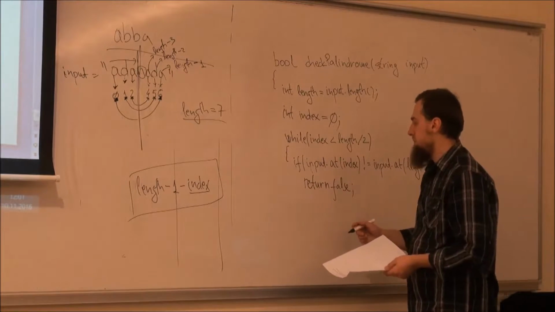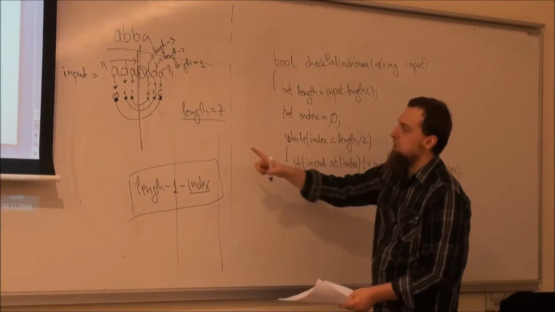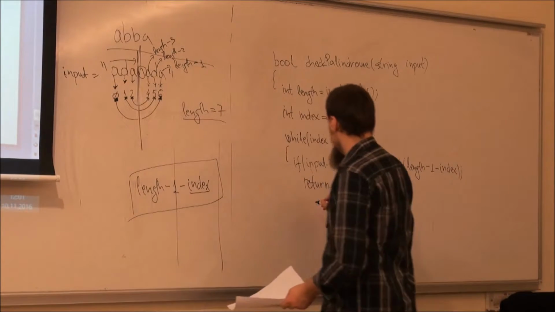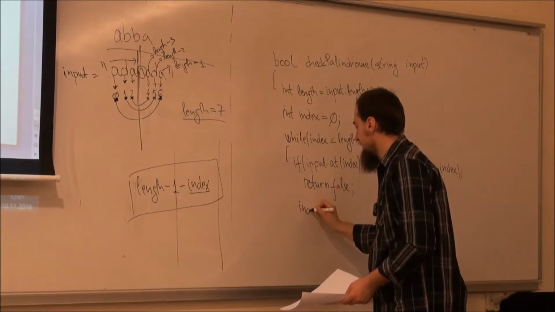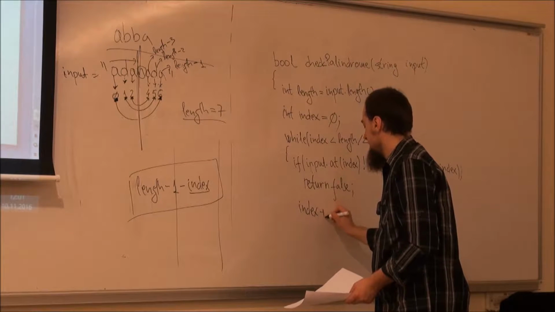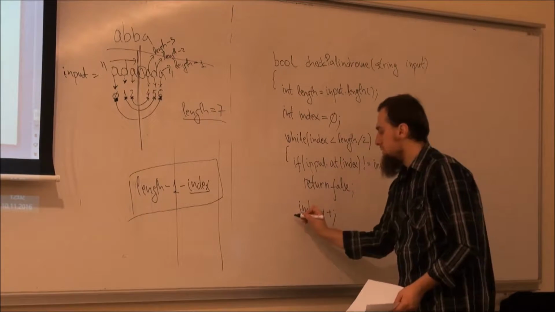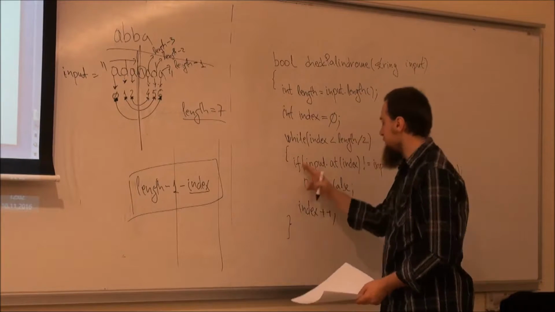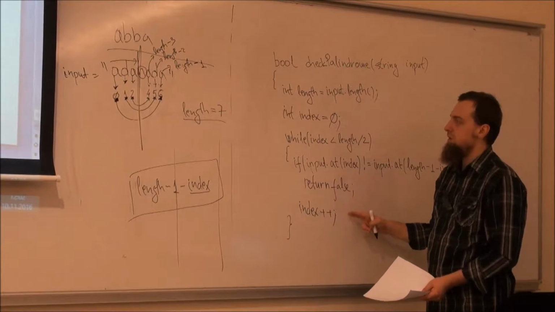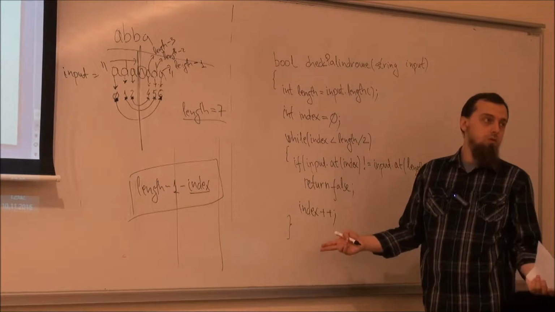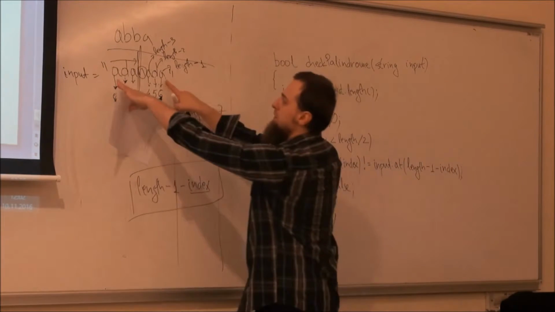Okay. Now we saw this for the 0th index, for the first index, for the second, for the third. We are incrementing the index, index plus plus, and we are iterating the loop. If we don't return false, in the end what should we do? Return true.